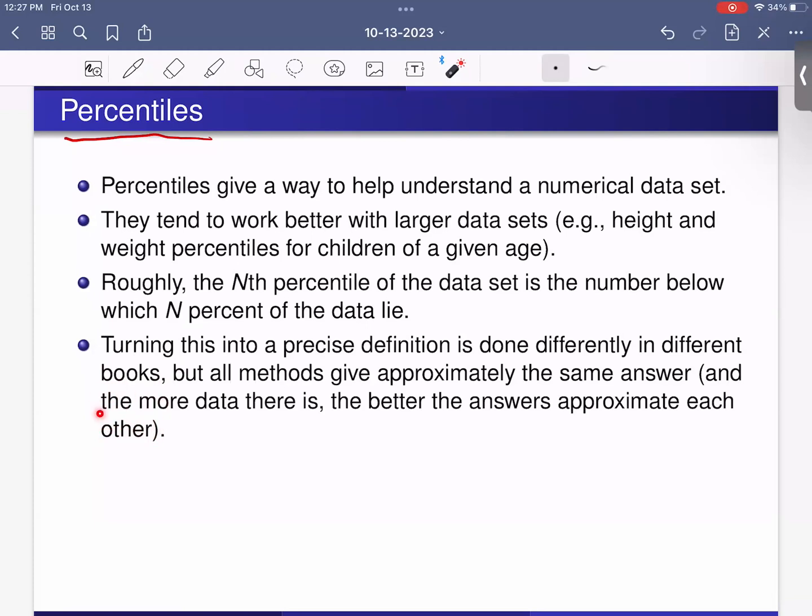The more data there is, the better the answers approximate each other. And so I'm going to give one method, which I think is the best, but might not be exactly the same one that's used everywhere.